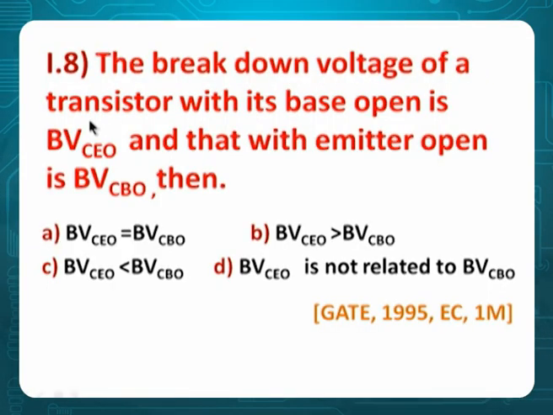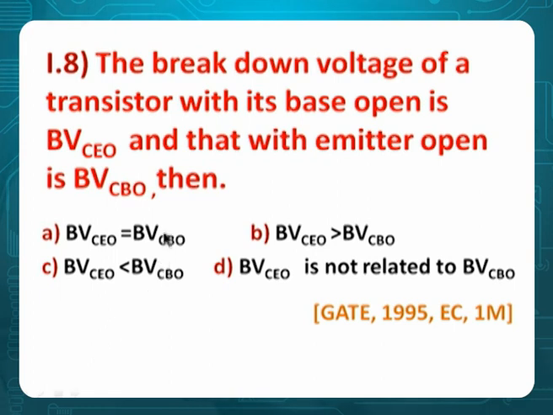Problem 8. The breakdown voltage of a transistor with its base open is BVCEO, and that with emitter open is BVCBO. Then what's the relation?